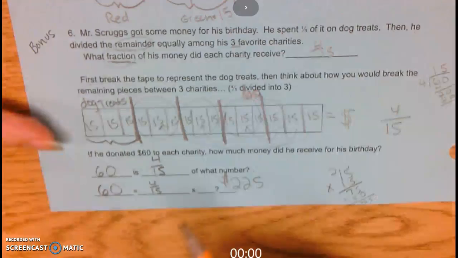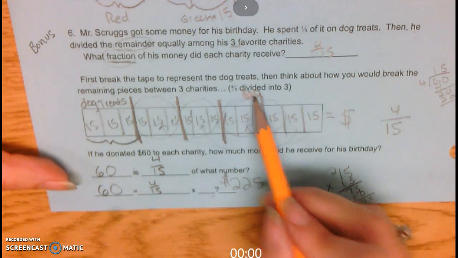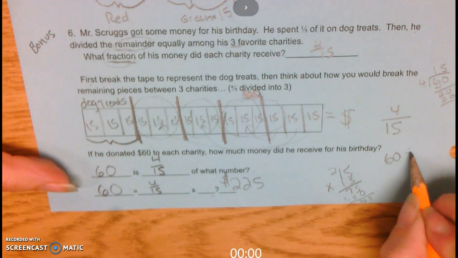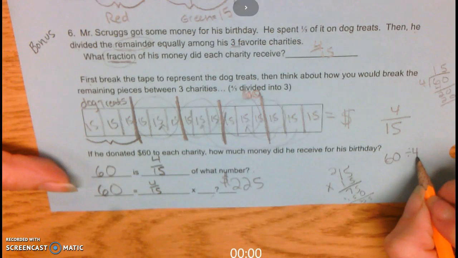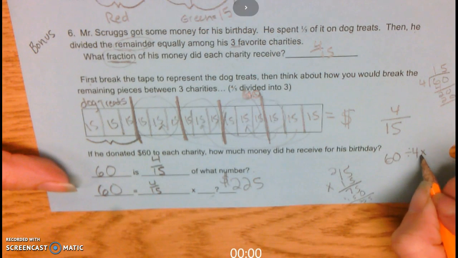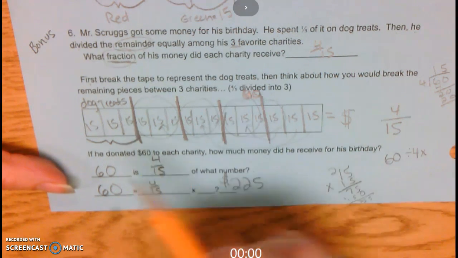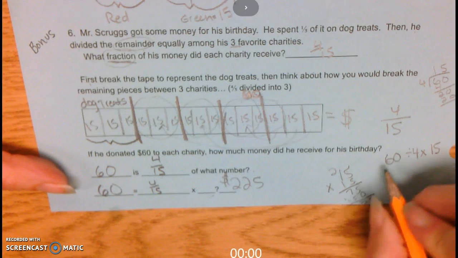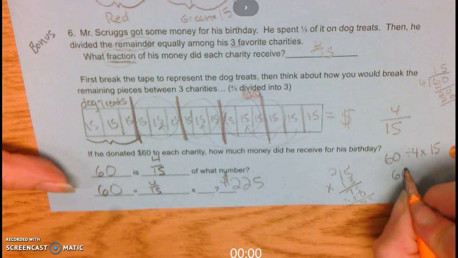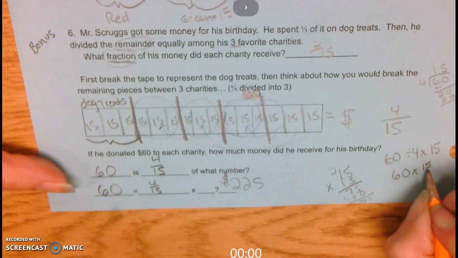If I'm breaking it down again into what I actually did, I took the 60 and divided it between 4 pieces, found that answer and multiplied it by the 15 sections. So I did 60 times 15 divided by 4.